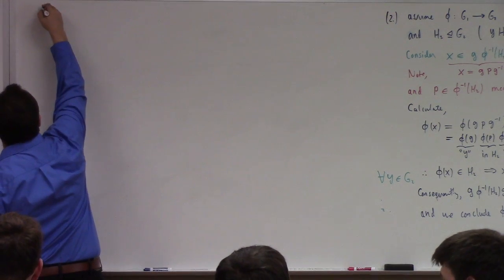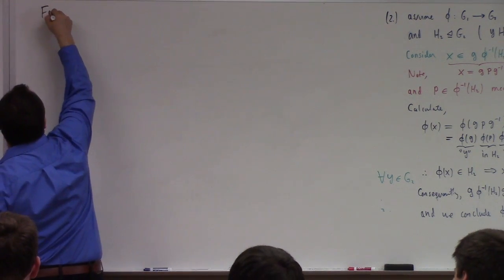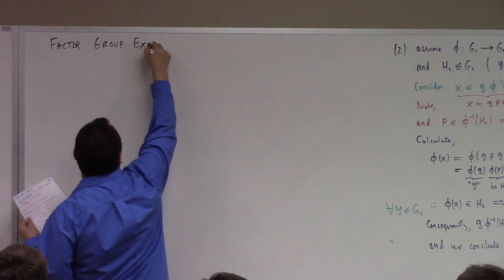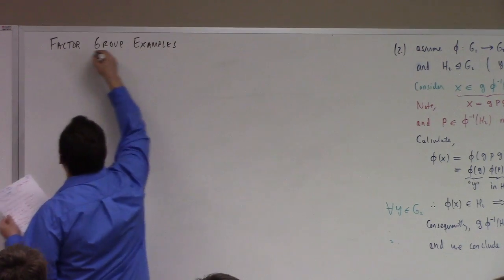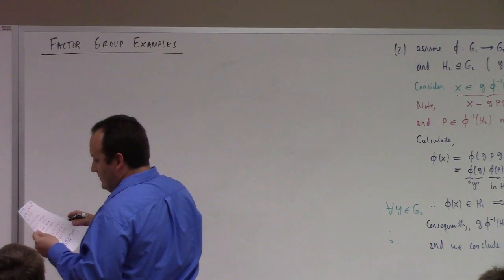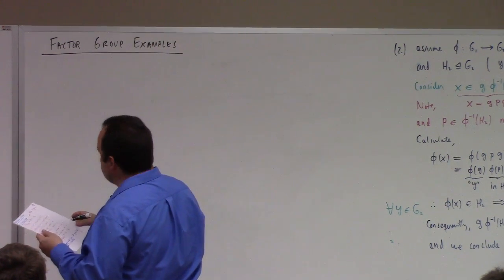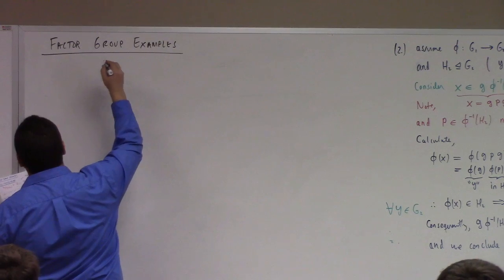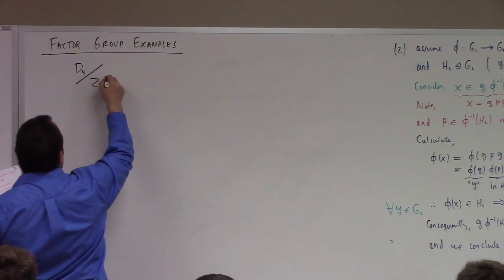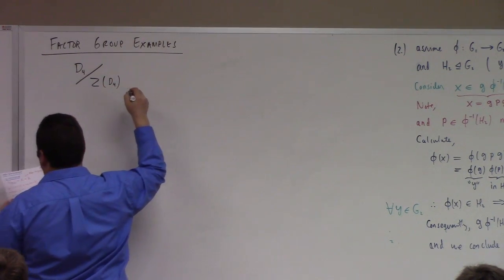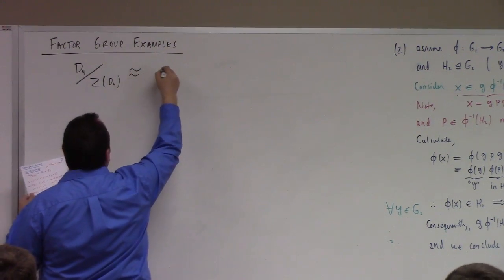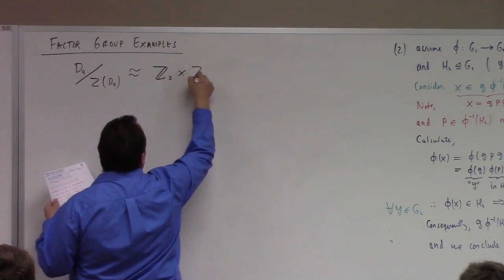So I have a couple vector group examples. These actually do fit into the first isomorphism discussion. So if we consider D4 mod the center of D4, and I know the center of D4 is a normal subgroup, then I'm going to be able to prove that this is isomorphic to Z2 cross Z2. Let me show you how. The Klein 4 group.